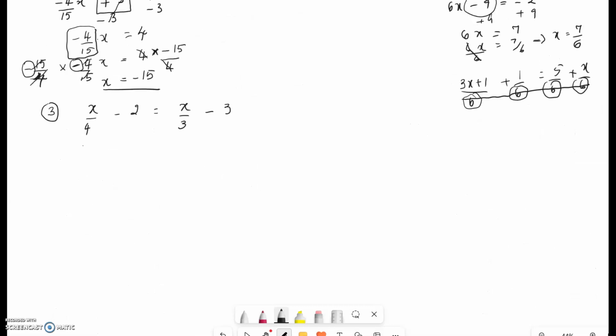So the next one, let's use the same technique. If you see fractions on the left and fractions on the right, take the LCM. And in this case, the LCM of 4 and 3 is 12. Just review LCMs and how to find LCMs. Now, what is our goal? Every single term, this and this, has to have a 12 in the denominator.